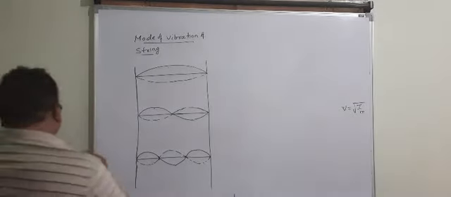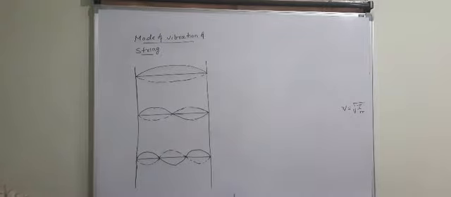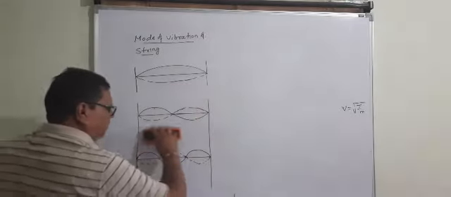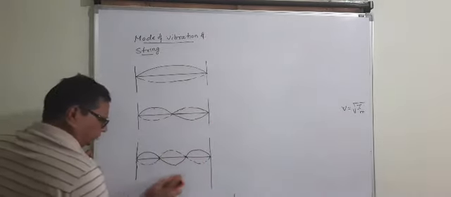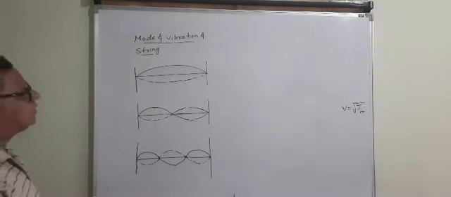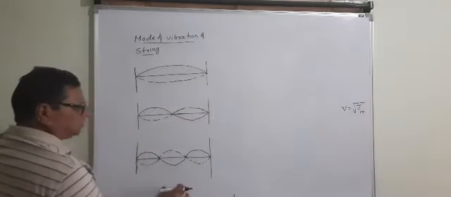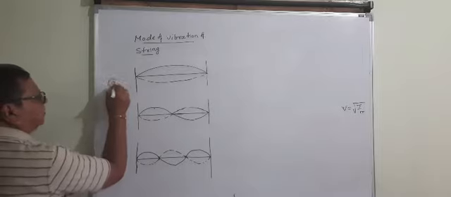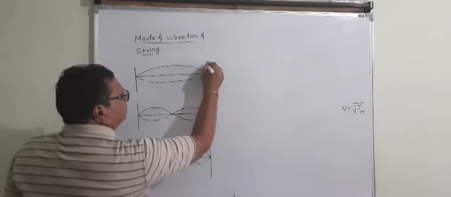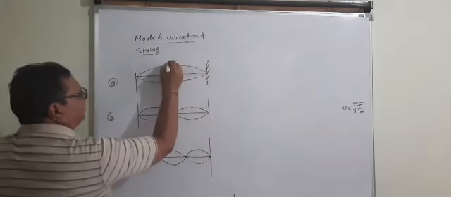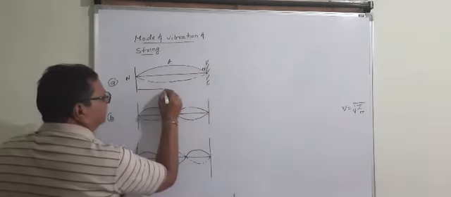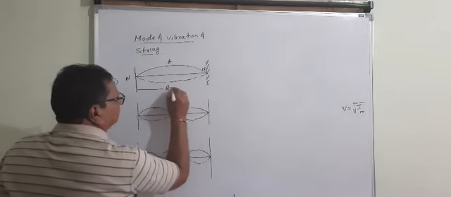The length of the string is kept constant. In all the cases, the length of the string and the tension of the string are kept constant. For the same length and for the same tension, a string can vibrate in different ways, as shown in figure A, figure B, figure C. For the same length, one loop is formed, that means node, antinode and node. So let small l be the length of the string in this case.